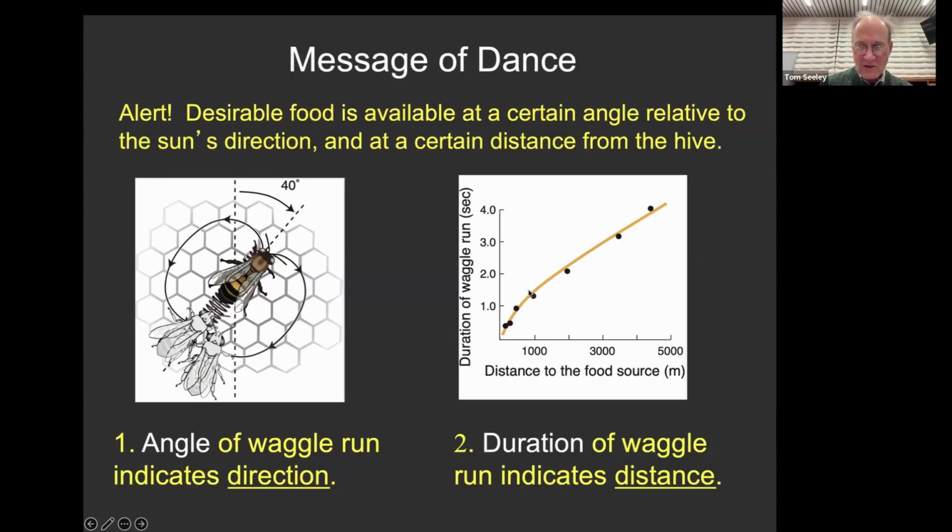And then he carefully trained bees out to different distances and measured the duration of the waggle run in the dances of the bees at each distance. And he learned that the duration of the waggle run indicates distance. Great progress.